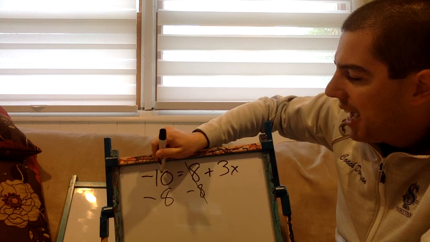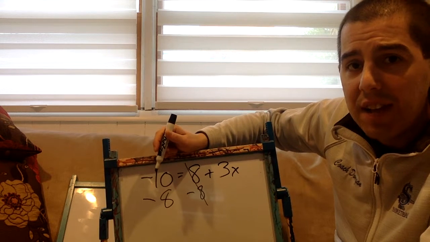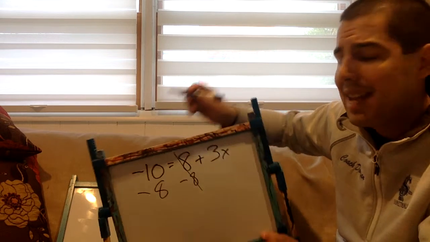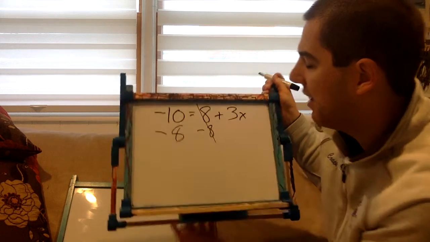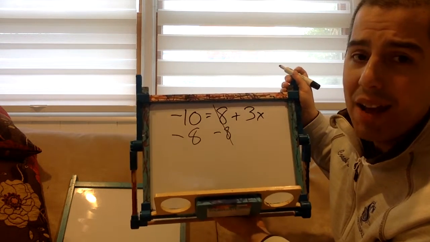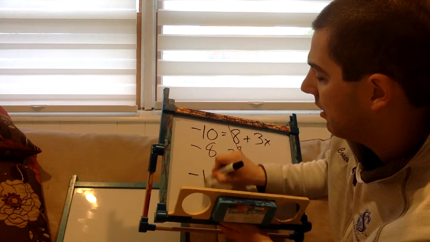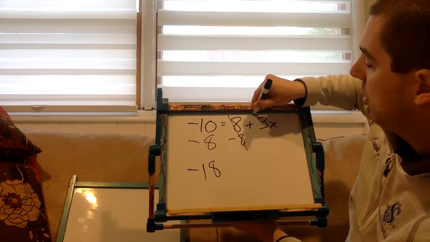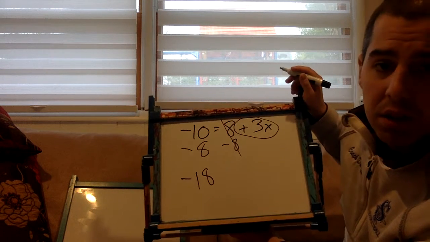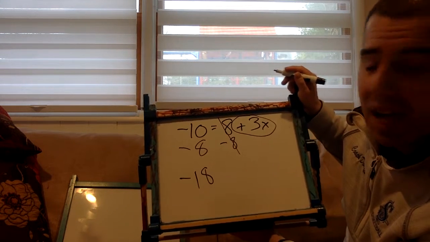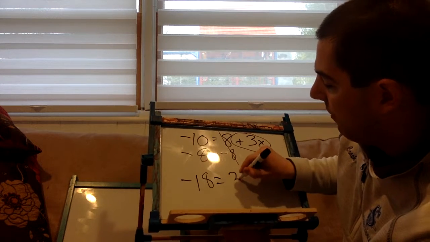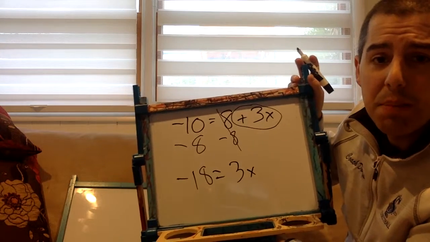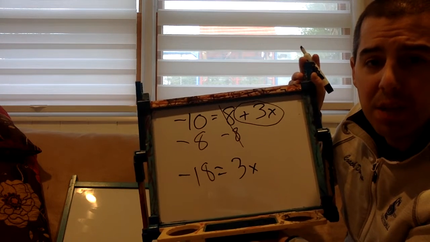And now I have a negative 10 and a negative 8. They're both negatives, so they're on the same team. I add them together, and how many negatives do I have in total? Now I have a total of negative 18. What's left on the right side of my equation? 3x. So I bring the positive 3x down. And now a two-step equation has become a one-step equation.